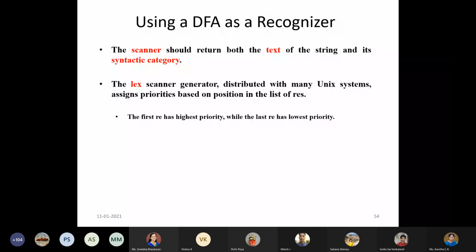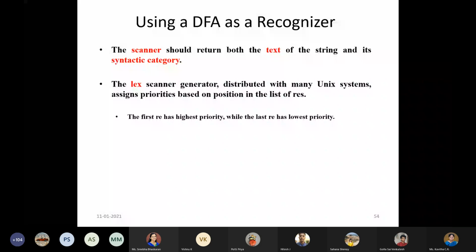So to avoid this, the regular expressions which have the highest priority should be given first. When you compare variables and keywords, the keywords should be written first, and only then you write the regular expression for variables. Okay, so you have to remember this point when you are writing multiple regular expressions.